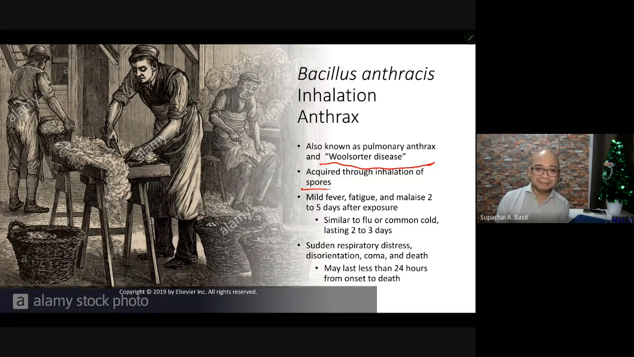So there would be mild fever, fatigue, and malaise for about 2 to 5 days after exposure. People would experience symptoms similar to flu or the common cold that would last for about 2 to 3 days. Then there would be sudden respiratory distress, disorientation due to very low oxygen level, coma, and death. And it may happen in less than 24 hours from the onset. Then people will die afterwards.